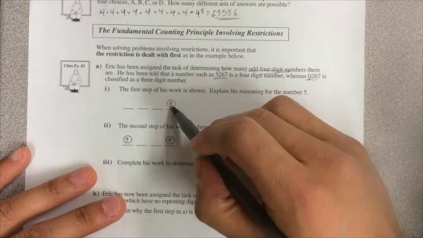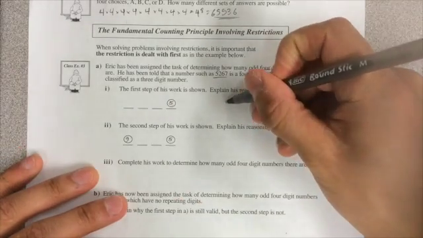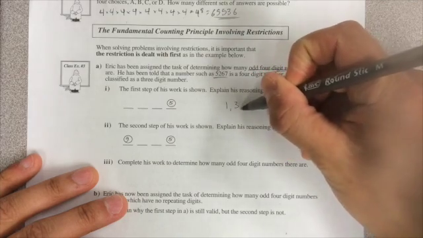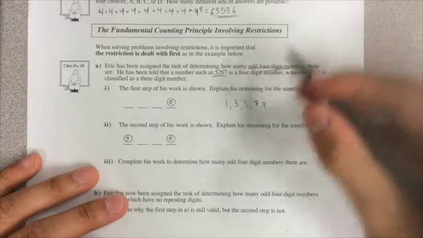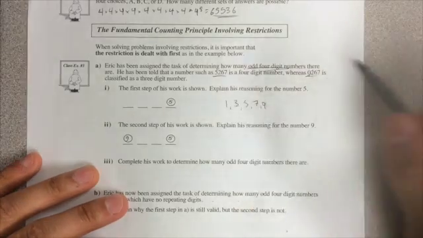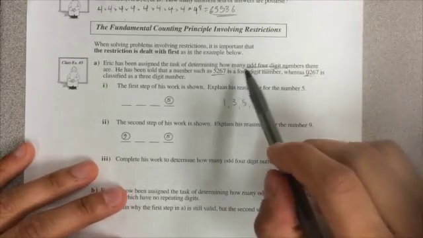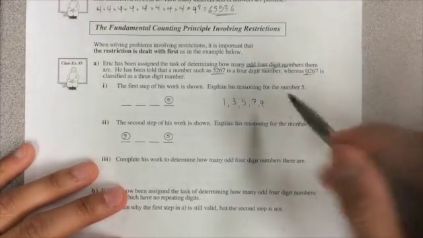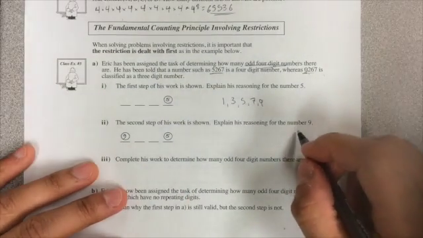And so if the last digit must be odd, then there are only 5 possibilities. We have 1, 3, 5, 7, and 9. So 1, 2, 3, 4, 5. There's only 5 choices for this last number, since it has to be odd to be an odd 4-digit number. And the second step of his work is shown below, and explains his reason for using the number 9.